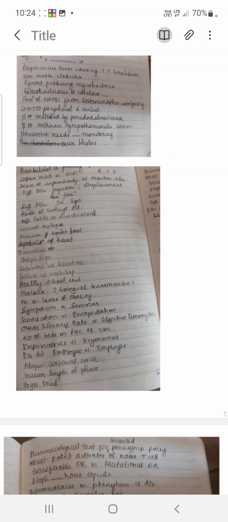Then next is depolarization of heart. What is the order? Septum, then inside to outside. Endocardium to epicardium. The same way relaxation is also occurring.